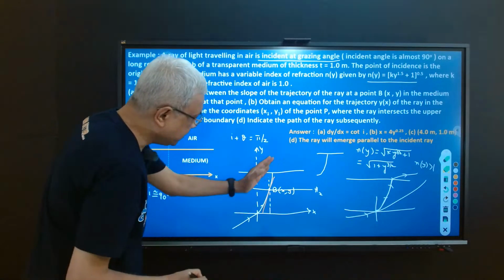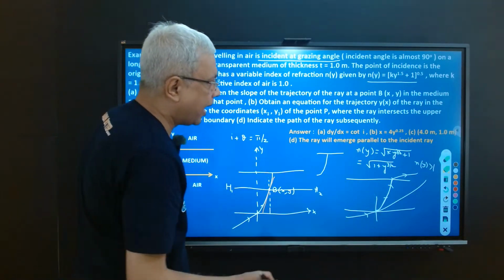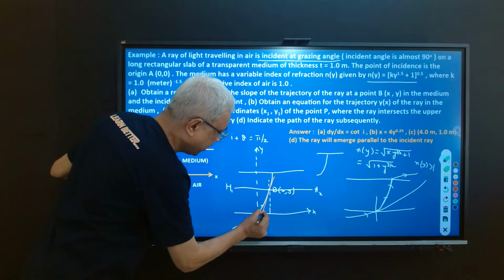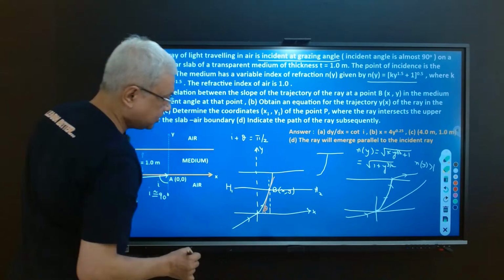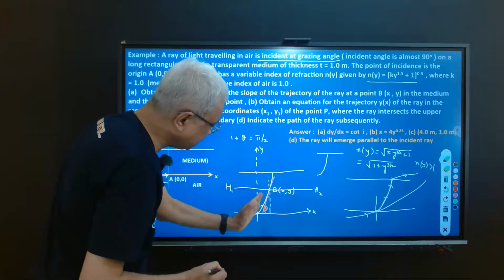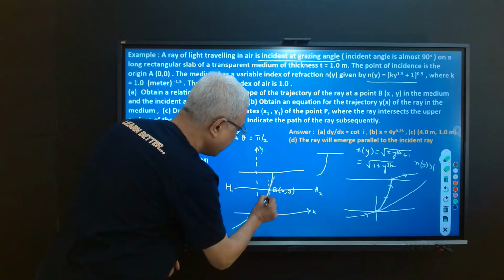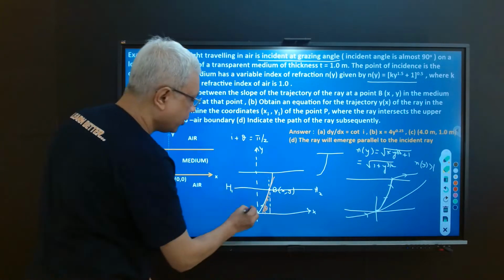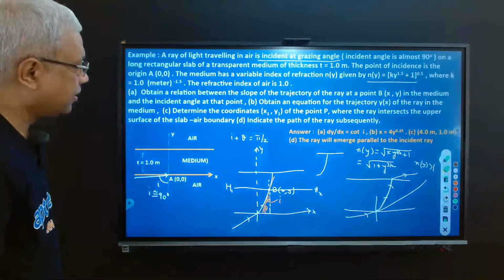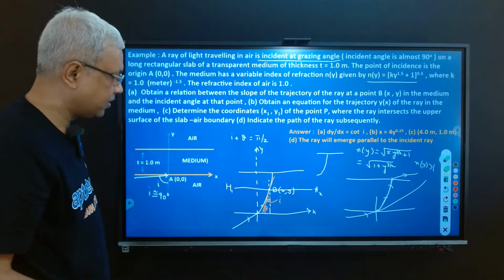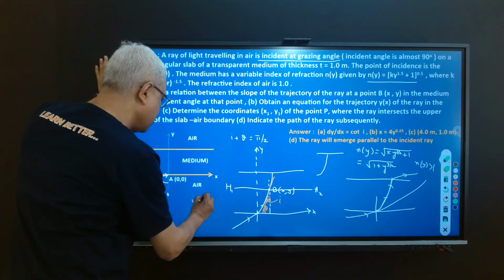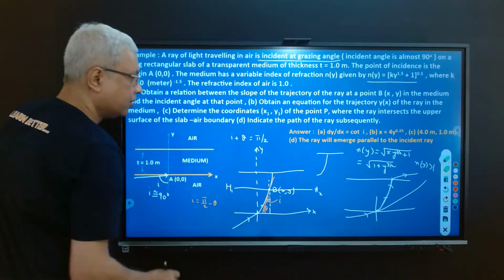So at the point B, I have drawn a tangent, and let the tangent make an angle theta with the horizontal axis at this point, and the tangent makes an angle I with the normal. This angle is I. Now obviously I plus theta is pi by 2. Therefore, the angle of incidence I can be written as pi by 2 minus theta.